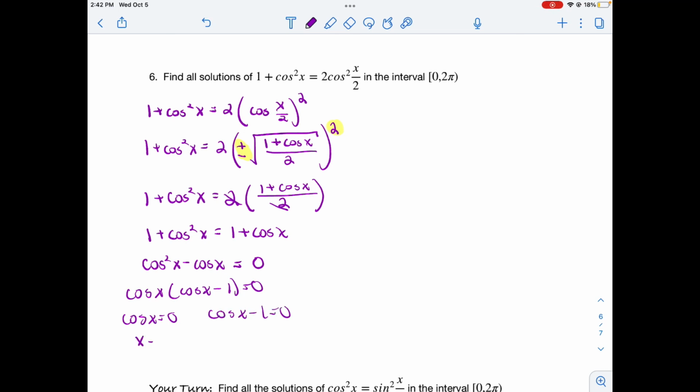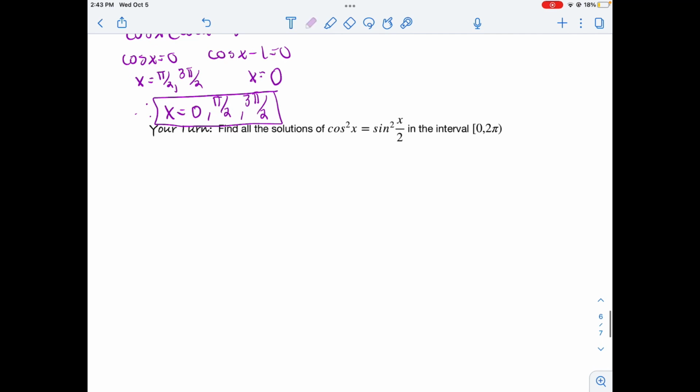And when is cosine of x equal to 0? That is at pi over 2 and 3 pi over 2. When is cosine of x equal to 1? That's at 0. And so my answer on my unit circle is 0, pi over 2, and 3 pi over 2. All right, you try the next example.